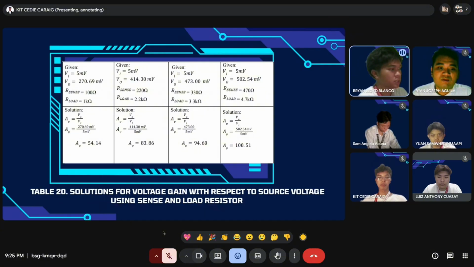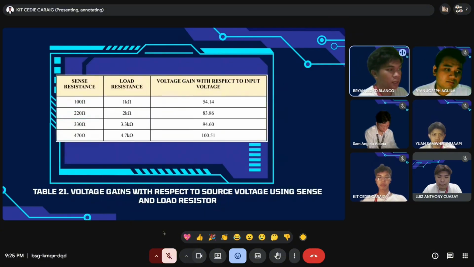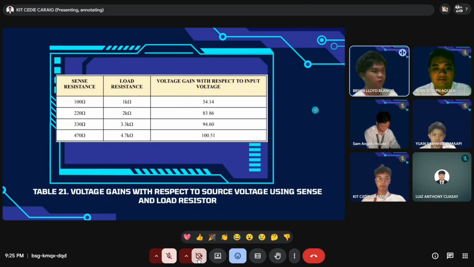For the table 20, next slide. And 21 repeat this analysis with respect to the source voltage using 5 millivolts as the reference, yielding 94.14, 83.36, 94.60, and 100.51 respectively, when measured against the source voltage. Next slide.